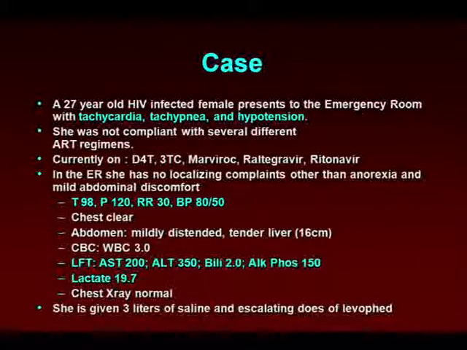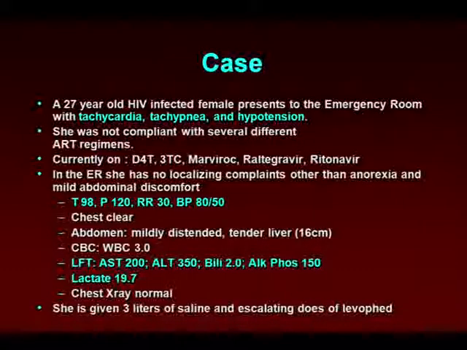The first case is a 27-year-old HIV-infected female, a little bit overweight, who presents to the ER with tachycardia, tachypnea, and hypotension. She's been on a variety of antiretroviral regimens. She's currently on these. I think one of the problems is that as we get more and more drugs and more and more combinations which have specific names, it's harder and harder for non-ID people to know what the drugs are.